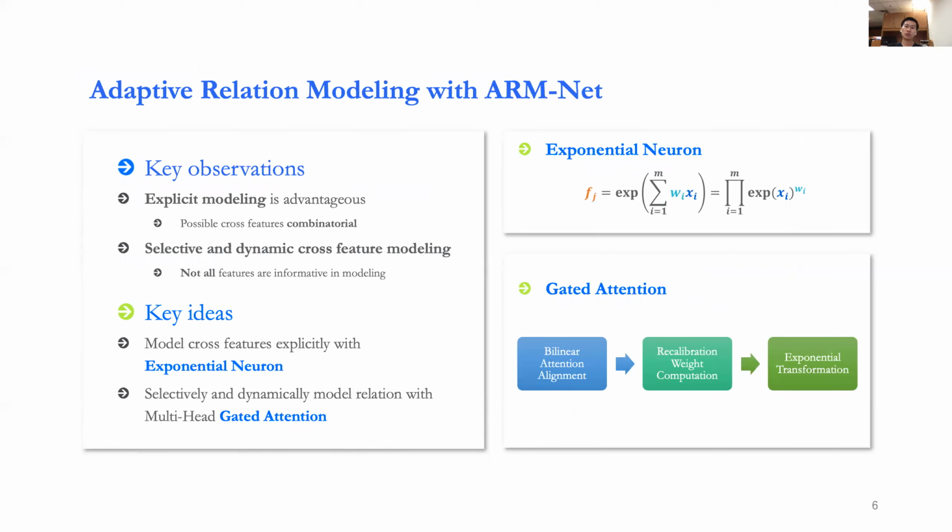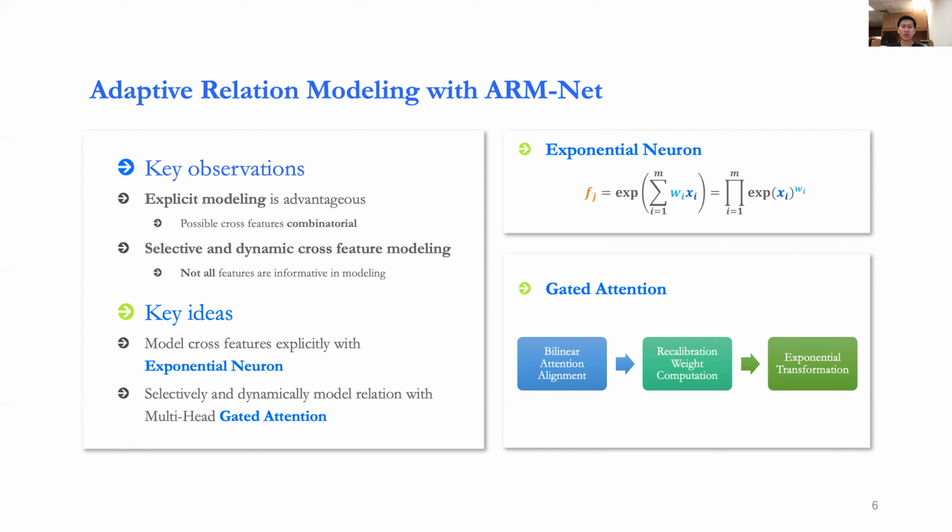To achieve this, we propose adaptive relation modeling. So our key observations for relational modeling are that, firstly, explicit modeling of cross features is advantageous. This is a preferred alternative to implicit modeling with neural network models, which will be more effective and interpretable. However, one major problem of explicit modeling is that the number of possible cross features is exponentially large.